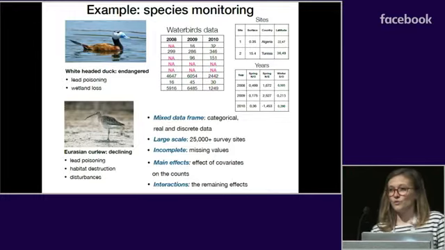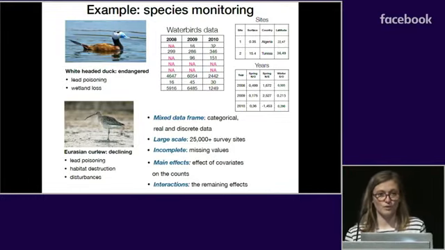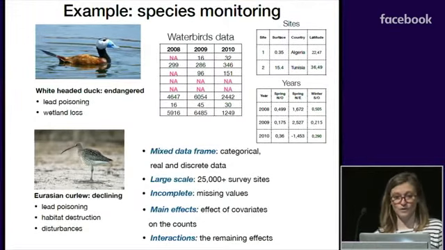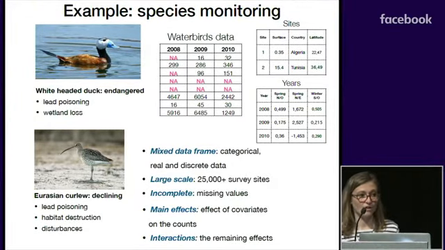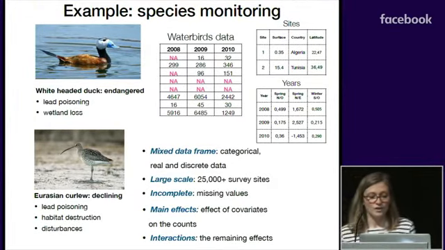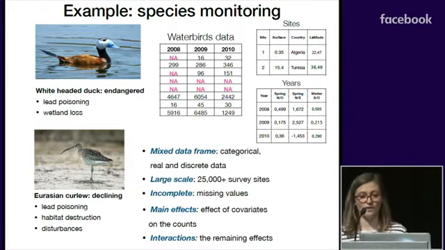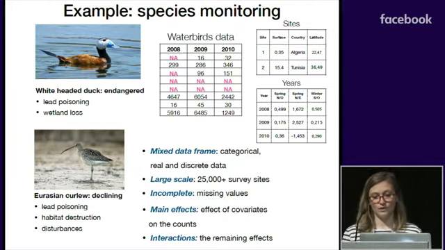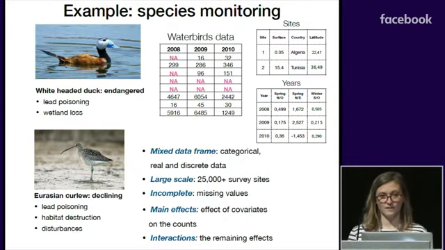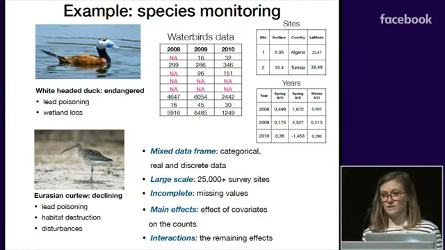So I want to start with an example. We're looking at water birds, so birds who live in wetland sites like ducks or flamingos. Most water bird species are declining worldwide. So an important question in ecology is to relate species abundance to factors like geographical and meteorological factors to understand this phenomenon. To do so, we have access to two sources of information.